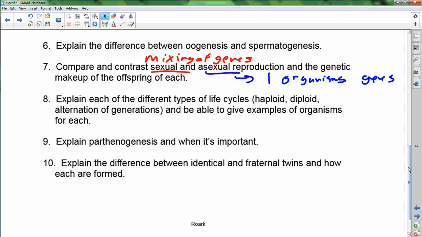Half identical is when a single ovum splits and then gets fertilized. Right? And so it's the mother's genes. In any half identical twins, they will share their mother's genes. The father's genes will be different. Okay. And the proper word is absorb.